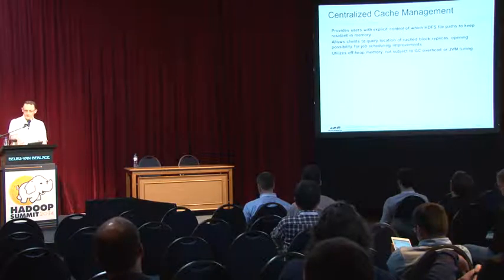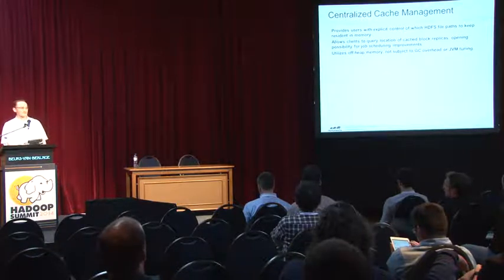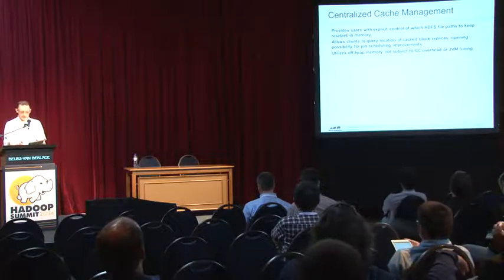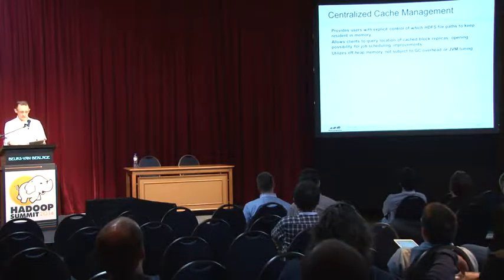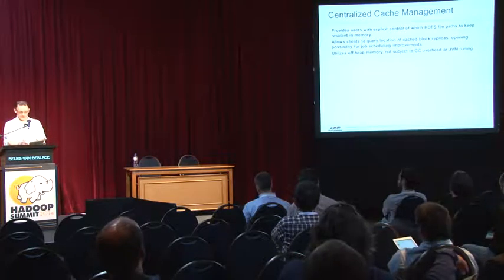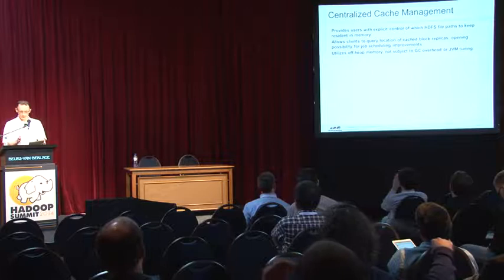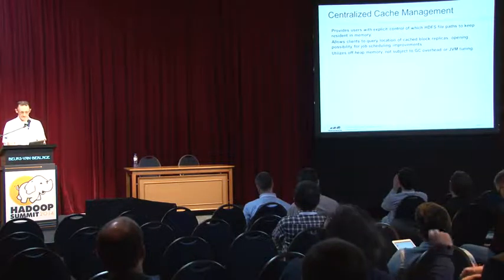So to address this, HDFS has a new feature called Centralized Cache Management. First, it provides users with explicit control of which HDFS file paths to keep resident in memory. Later, I'll show an example of exactly how to do this, what it looks like in terms of user interaction, and we'll take a peek behind the scenes, too, at what happens when you request caching for a path.